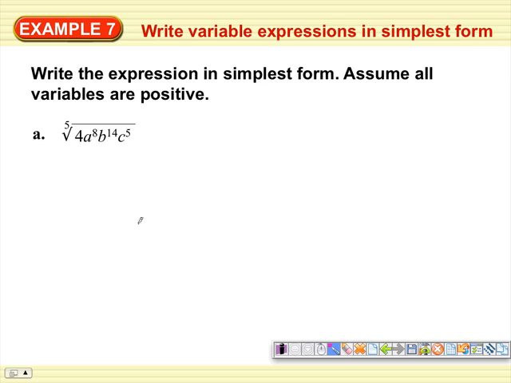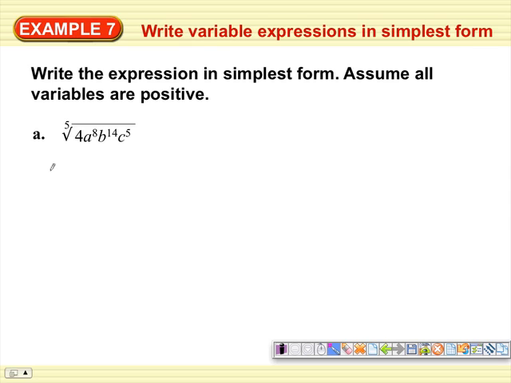Write variable expressions in simplest form. Once again, assume all variables are positive. Just start simplifying. Now, how do you simplify something long like this? You break it up, and then do it individually. Do this one individually. What is it? That's why you have to do these ones.